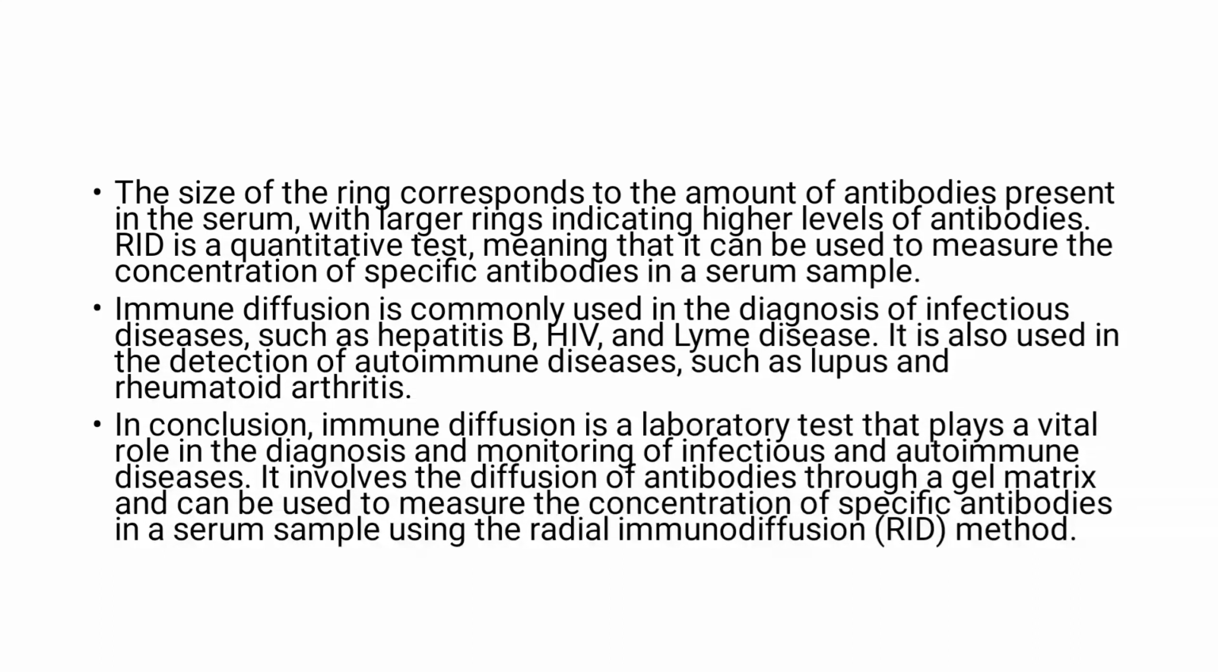A larger ring means more antibodies, a smaller ring means fewer antibodies. It is a quantitative test. This is mainly used to diagnose diseases such as hepatitis B, HIV and Lyme disease. It is also used in the detection of autoimmune diseases such as lupus and rheumatoid arthritis.